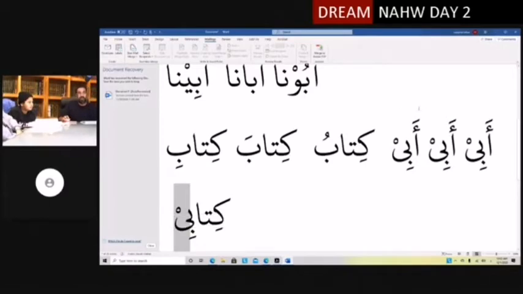Because the Arabs don't want to say kitabui. They're like, ui, ew. So just kill that last haraka and just say what? Kitabi. So a grammar student will have to know enough about the rest of the sentence to figure out, is this kitabi rafa or nasab or jar?